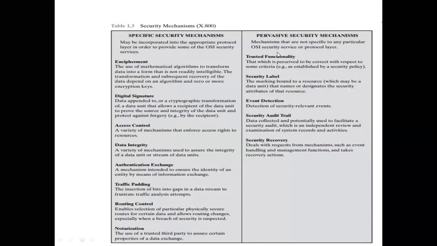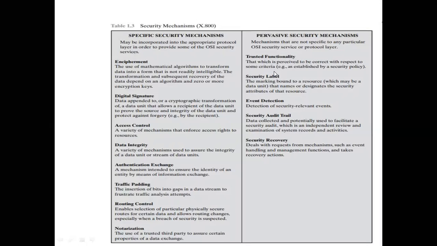Simply you can say that trusted functionality. Whenever you want to communicate from one authenticated user to another authenticated user, both must trust each other. Then only can you securely communicate from one user to another user. So in the pervasive security mechanism, trusted functionality is with respect to some criteria.